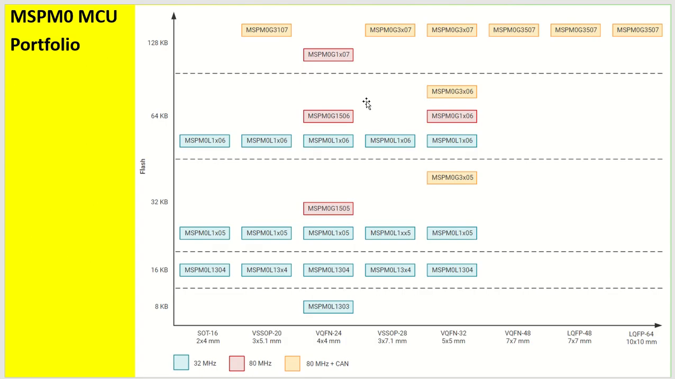If you see the portfolio, this is the complete portfolio of the MSPM0 series, that is the MSPM0L series and 0G series. Two series are there. We have 32 megahertz, we have 80 megahertz, and we have 80 megahertz plus CAN. These are the legends. Our aim is to go ahead with the 20 pin package. These are the three devices, like 1304, 1105 or 1106, 1306. All these devices are there, so we will be talking about this. Any one of them if you design, you will be able to design almost the whole microcontroller family. That's not an issue. Let me give you a little bit of features.